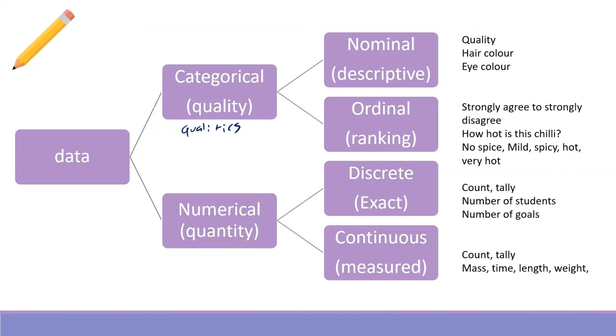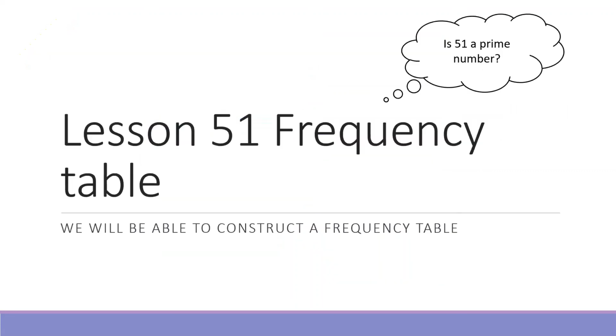I should mention as well, time doesn't have to be minutes and seconds. It could be days, it could be months. Mass could be kilograms, length could be meters. It could also be kilometers. So you can have different sizes of these units too. But those are the main 4 types of data we deal with.